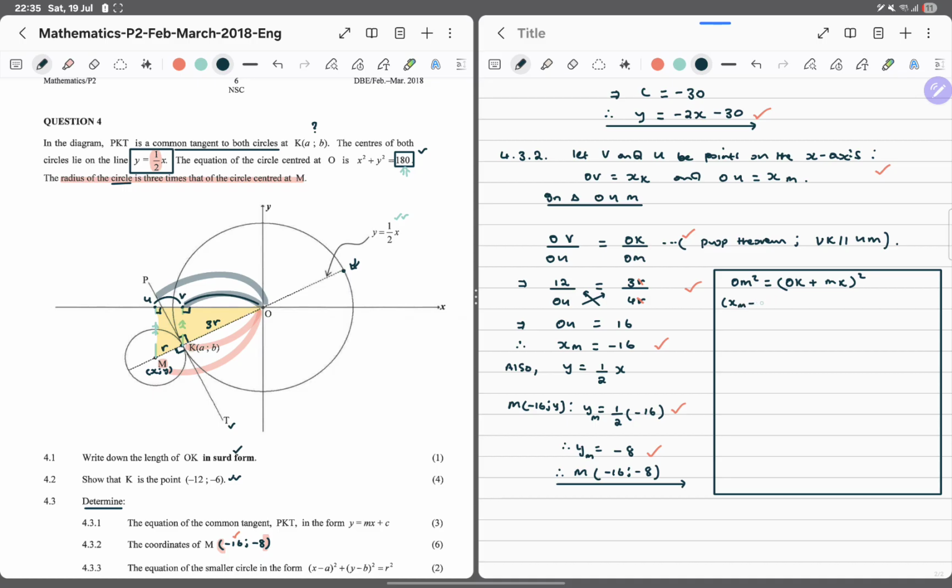minus the x at the origin, which is 0, all squared, plus, we know that this is going to be the y at M minus that at the origin, which is 0, all squared, equals OK. We know that this is the square root of 180. Plus, now MK is that divided by 3. Right? Let's reduce this a bit.